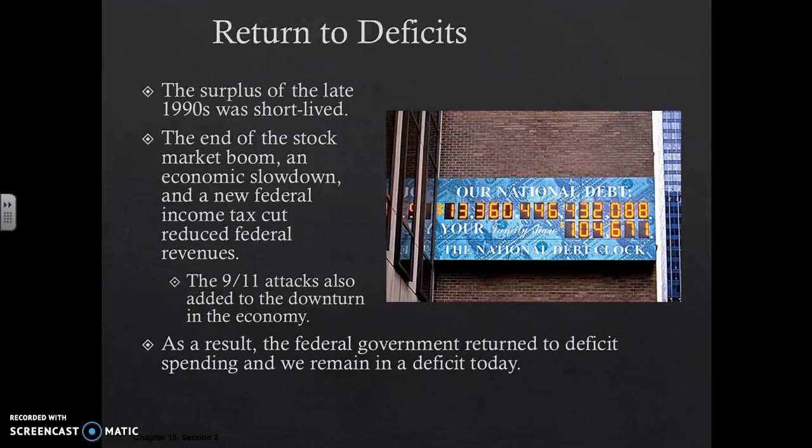All right, back to deficits. The surplus of the late 1990s was very short-lived, and with the end of the stock market boom, the economy started to slow down. A new federal income tax cut came in and reduced the federal revenue. They weren't bringing in so much money. And then 9/11 happened. And when the 9/11 attacks occurred, the economy took a sharp downturn. It actually caused the stock exchange to close for multiple days, which was nearly unheard of since the Great Depression. As a result, the federal government returned to deficit spending, and we remain in deficit spending today.